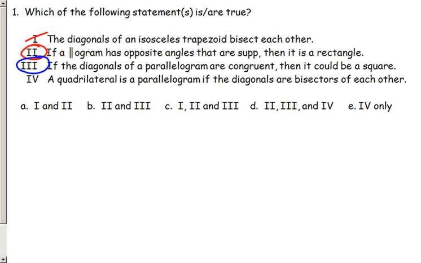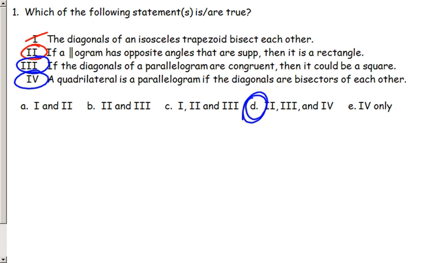Lastly, a quadrilateral is a parallelogram if the diagonals are bisectors of each other. And that is a true statement as well. That's one of the main properties of a parallelogram: diagonals bisect each other. So then I look for the answer with 2, 3, and 4. It's answer D. So that would be the answer to number 1.